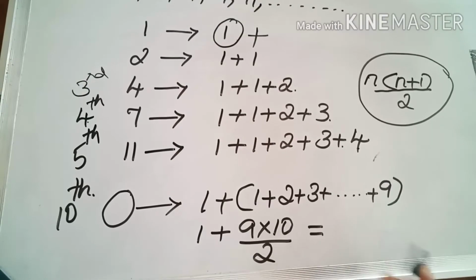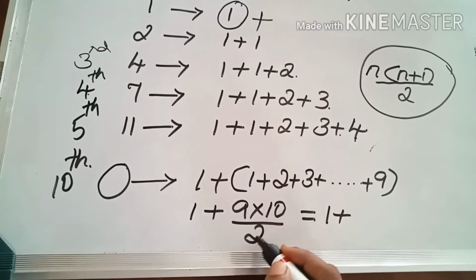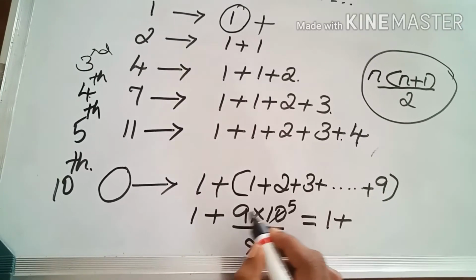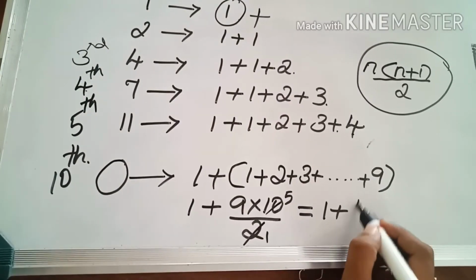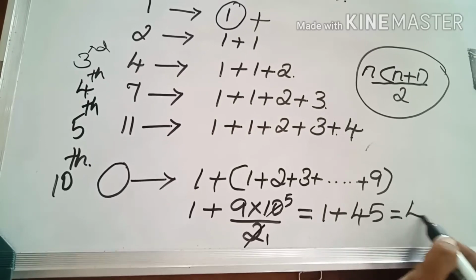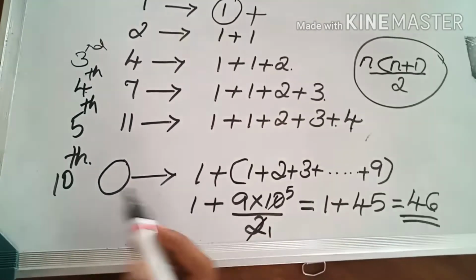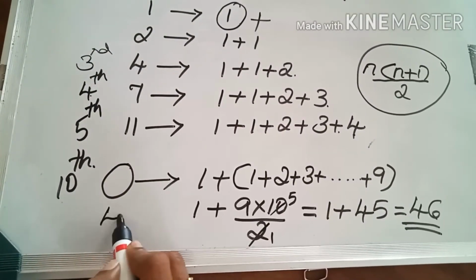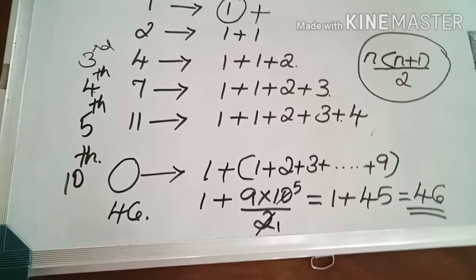That is equal to 1 plus, this 10 and 2 we can cancel. In 2 only 1, in 10, 5. So 9 into 5, 9 5s are 45. So 1 plus 45, that is 46. 46 will be the first number of the 10th line.